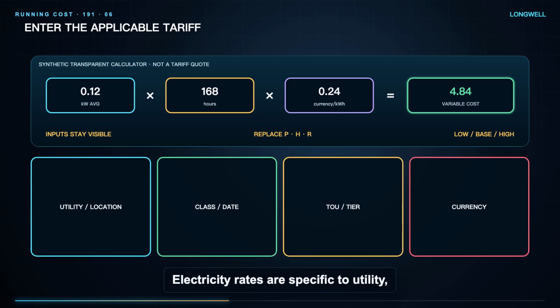Electricity rates are specific to utility, location, customer class, season, time of use, consumption tier, and effective date. Label currency and date. A national average is context, not a viewer's marginal rate. Enter a low, base, and high applicable rate when the exact treatment is uncertain.